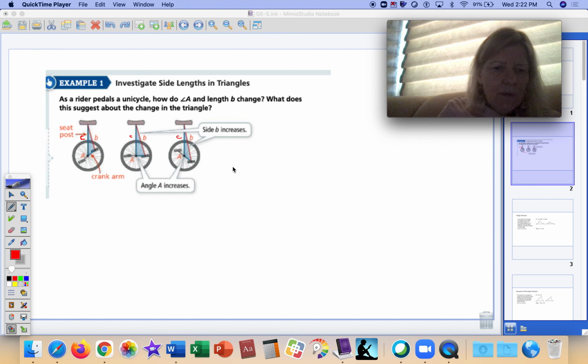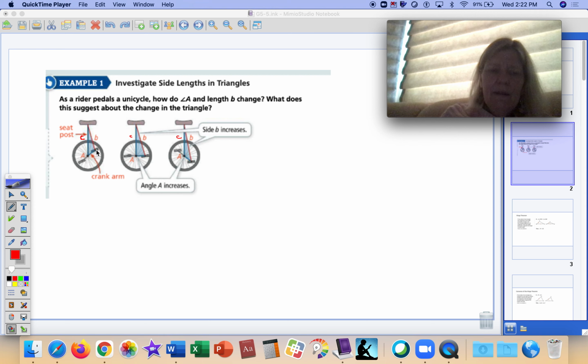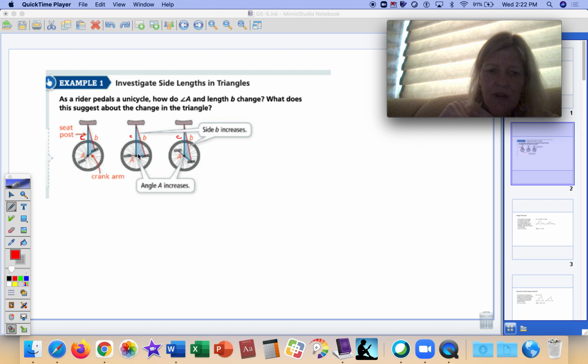All right, and when you look at it, you have the length from the seat to the center of the tire, right? That length is the same in unicycle 1, unicycle 2, and unicycle 3. And I just labeled it as C, all right? But then what happens is, depending on where this crank is, the radius of the tire itself remains unchanged, right?